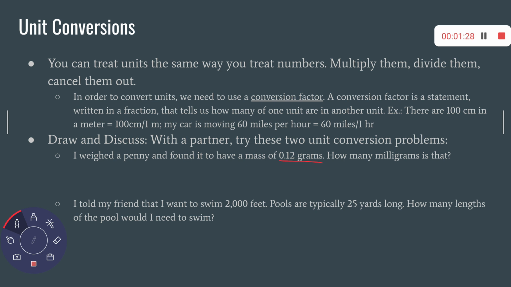So if I weigh a penny and I find it to have a mass of 0.12 grams, that's my starting point. That penny actually has 0.12 grams of mass. Look at my end goal for this problem. I want to get to milligrams. Lucky for us, grams is a base unit, meaning we can convert it directly to milligrams in one step. We don't need multiple steps by going through the base unit. We're already in the base unit and we can go anywhere else.